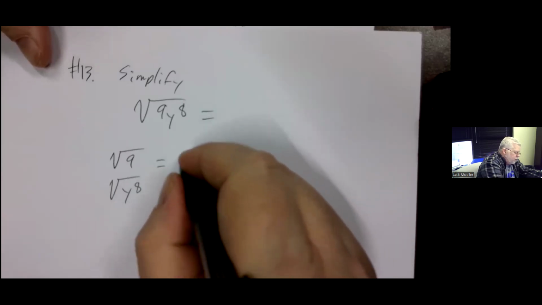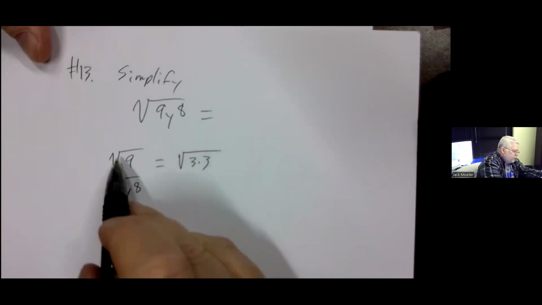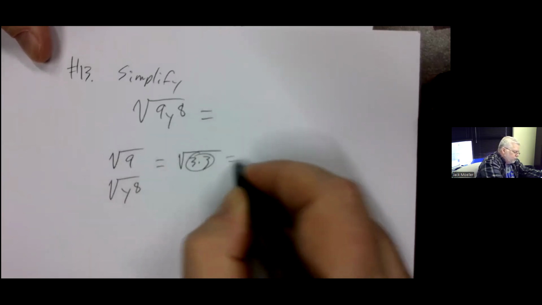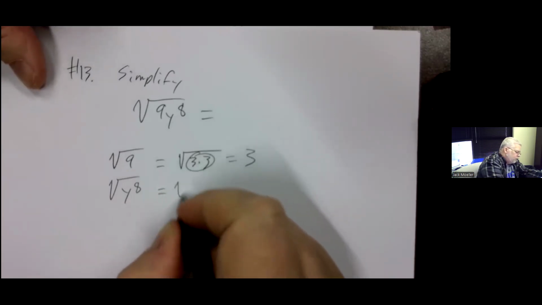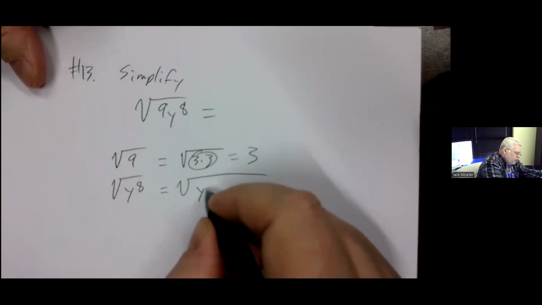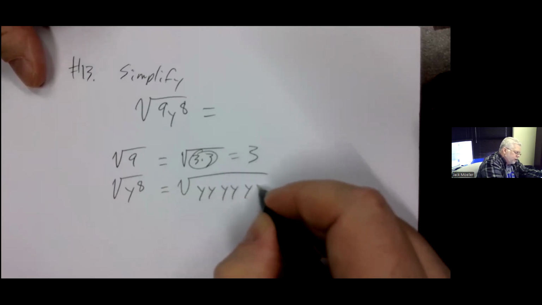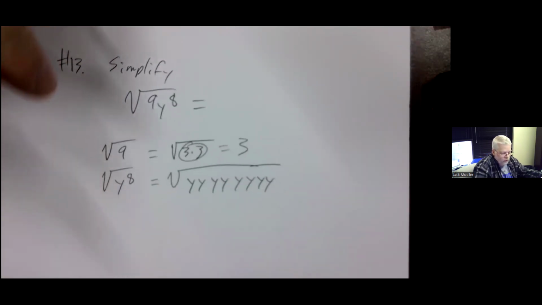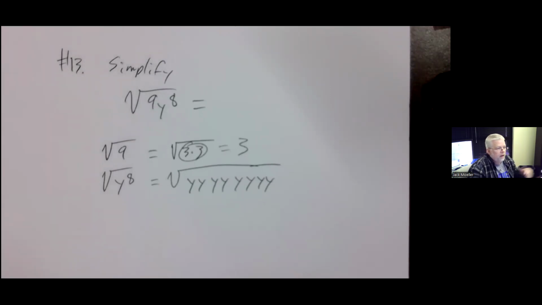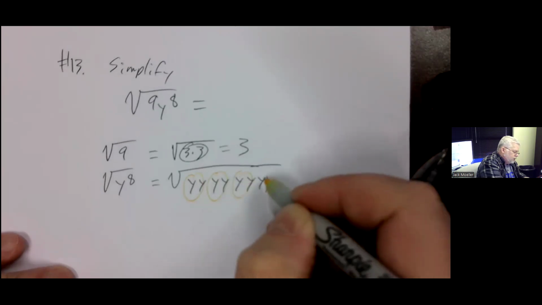Well, hopefully the square root of 9, you're comfortable with that being 3. The grouping method is a good way to show that because 9 is 3 times 3. We're dealing with square roots, we want pairs. So that's just 3. What about the square root of y to the 8th? We're doing the grouping method. We need 8 y's: 1, 2, 3, 4, 5, 6, 7, 8. Now we're doing square root, so for square root, you want groups. The group is a pair. So there's a pair, a pair, a pair, a pair.